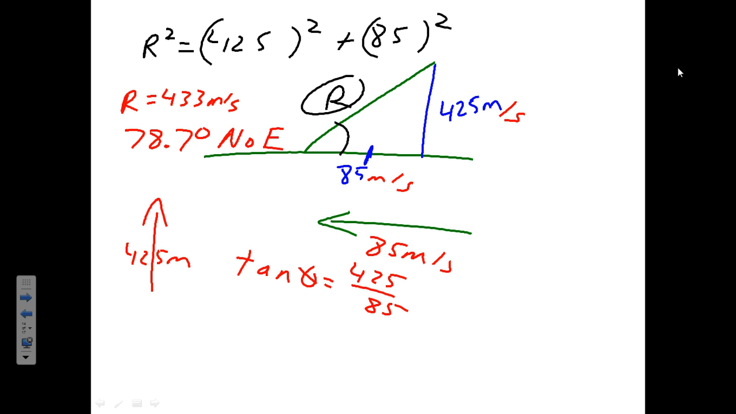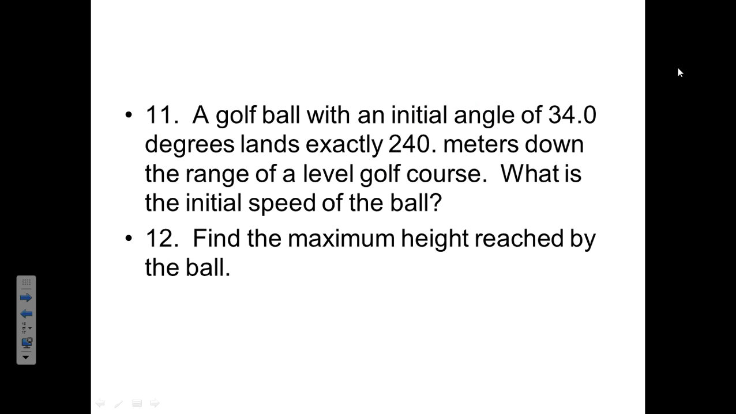How's that look? Everybody okay with that? You understand how to get the direction now? Okay, let's look at one or two more.